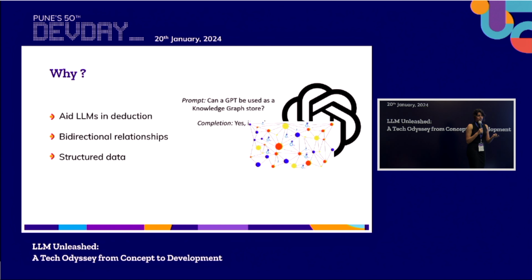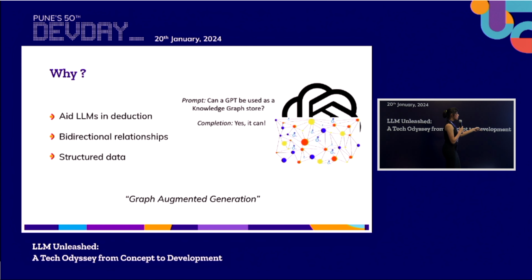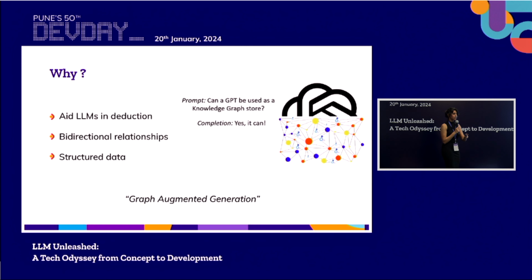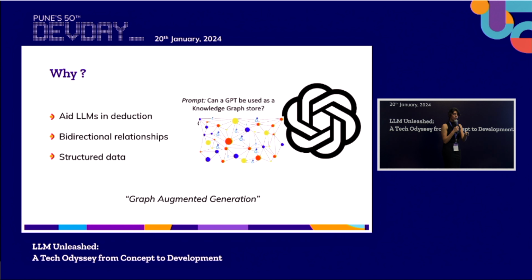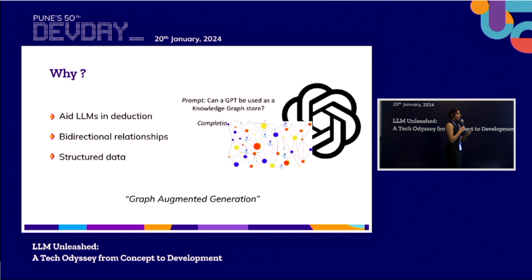Everything is good to talk. Let's dive into how we can do it, right? So it is called graph augmented generation. Previously we saw retrieval augmented generation, where we were doing text retrieval. Here we are going to augment the graph information. So let's see how we can do it.